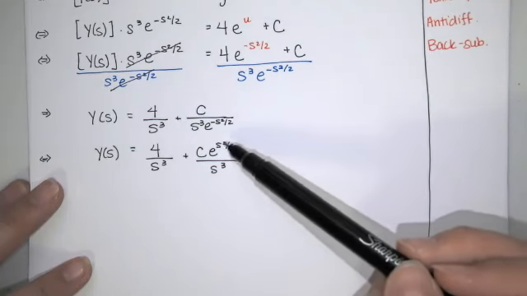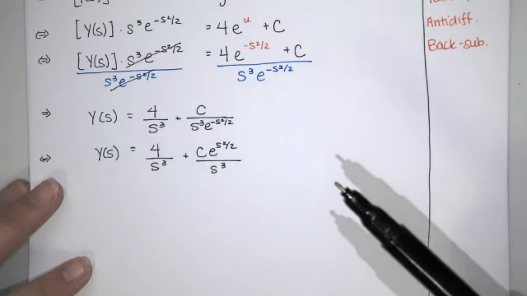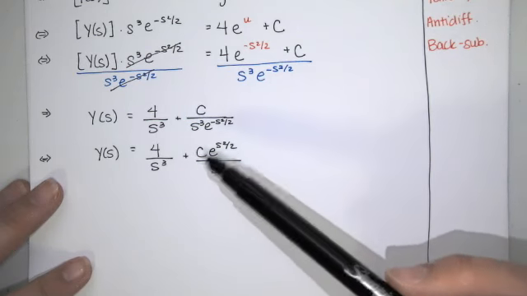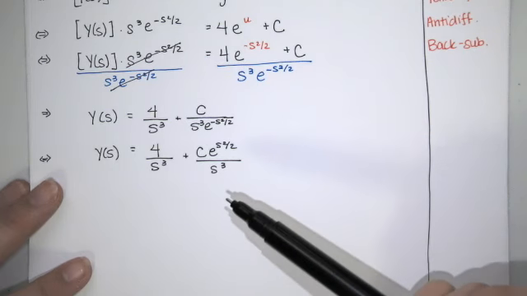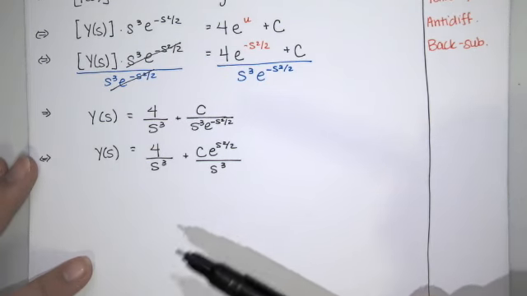If c is negative, this whole thing would go to negative infinity. So if c is positive, it goes to positive infinity, the term does. If c is negative, it goes to negative infinity. And both of those are issues.